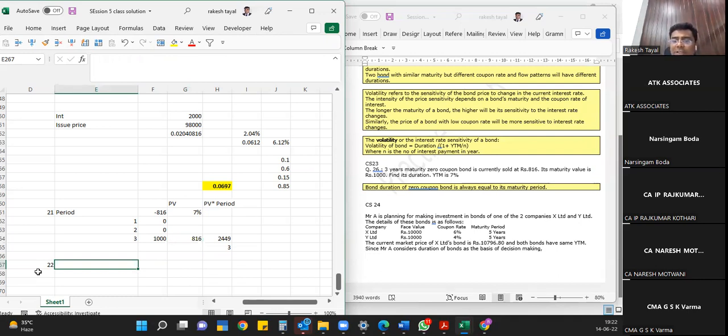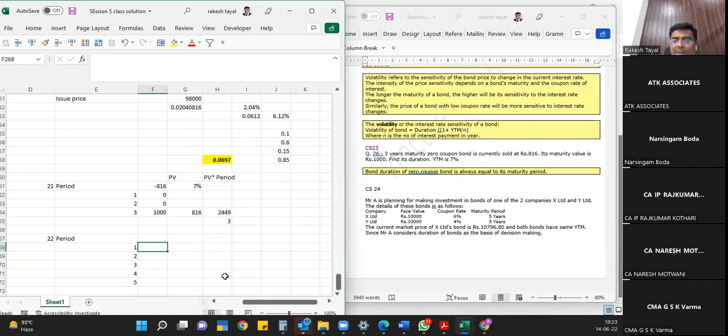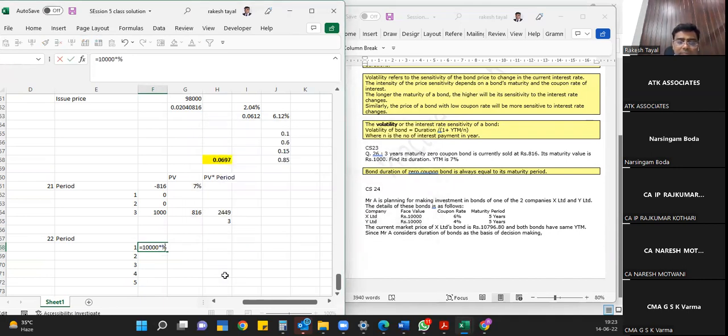Next, Mr. A is planning to invest in bonds of one of two companies, X Limited and Y Limited. The details of these bonds are as follows. X Limited 10,000, Y Limited 10,000, coupon rate 6% and 4%. Both have the same maturity period. So periods 1, 2, 3, 4, 5. Coupon rate is 6%, so 10,000 into 6%. Maturity is 10,000 at par, so the final inflow is 10,600. We have to calculate the YTM so that we can calculate the discount. Currently it is traded at 10796.80. This is X Limited.